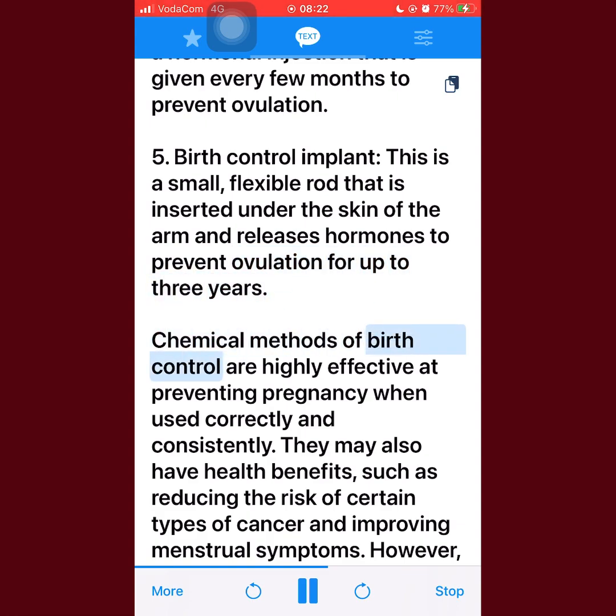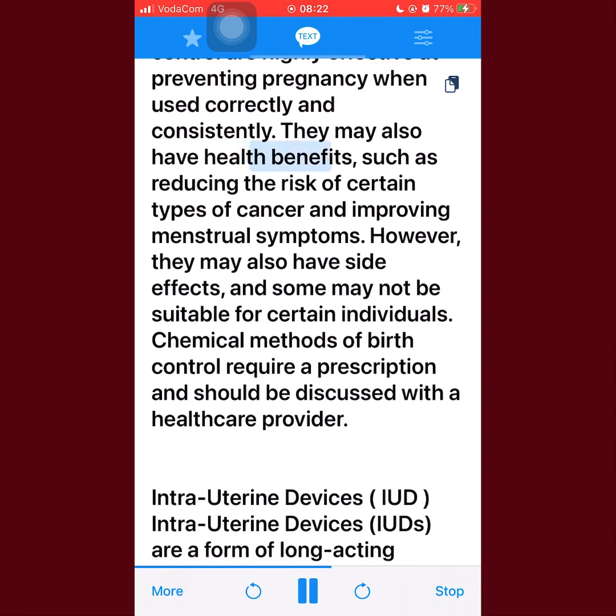Chemical methods of birth control are highly effective at preventing pregnancy when used correctly and consistently. They may also have health benefits, such as reducing the risk of certain types of cancer and improving menstrual symptoms. However, they may also have side effects, and some may not be suitable for certain individuals. Chemical methods of birth control require a prescription and should be discussed with a healthcare provider.